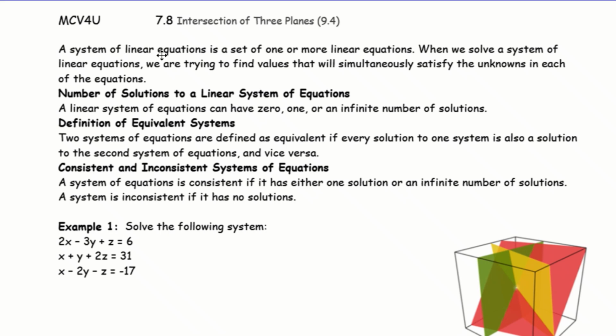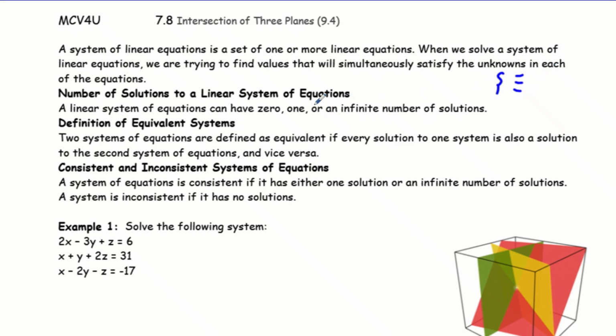So a system of linear equations is a set of one or more linear equations. When we solve a system of linear equations, we are trying to find the values of the variables that will satisfy all the equations. So when we substitute all the unknowns, they should satisfy all equations. For three planes, we are going to have three equations.